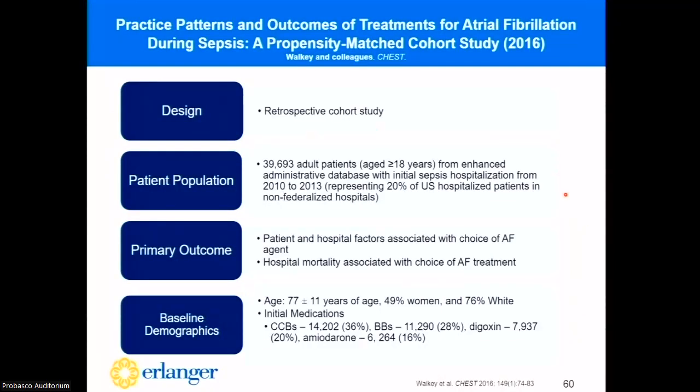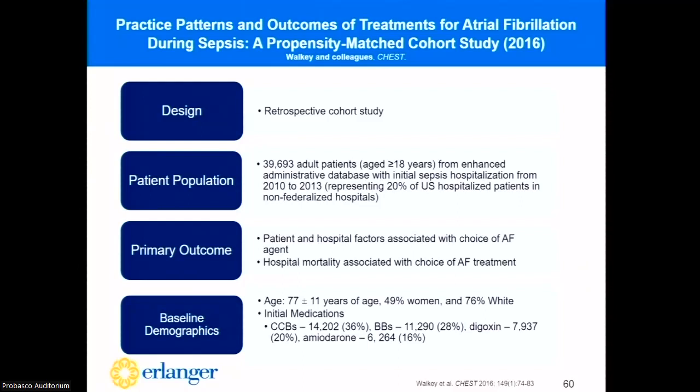Which takes us into practice patterns and outcomes of treatments of atrial fibrillation during sepsis. So this was a propensity matched retrospective cohort study. They looked at 39,693 adult patients with initial sepsis hospitalization that also had atrial fibrillation. They were looking at patient and hospital factors associated with the choice of atrial fibrillation treatment, and then hospital mortality associated with each of these agents.